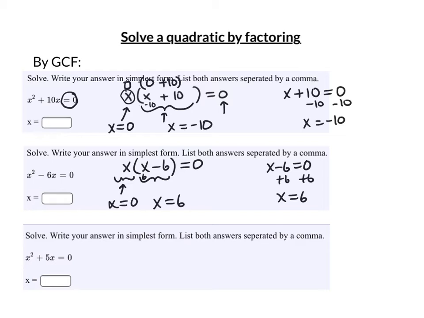And when you put these in WAMAP for your solutions, put your two answers, either order, doesn't matter. Put 0 and then a comma and 6. Here it would have been 0, comma, negative 10.